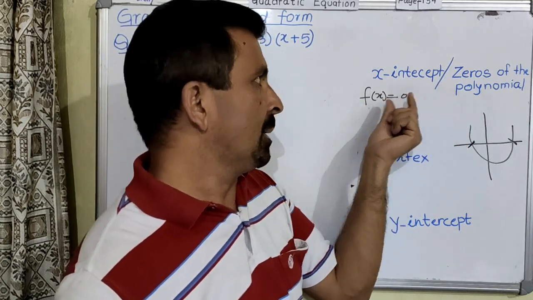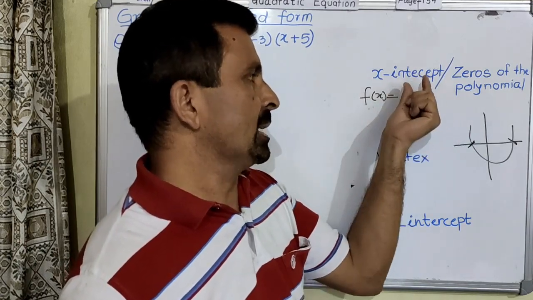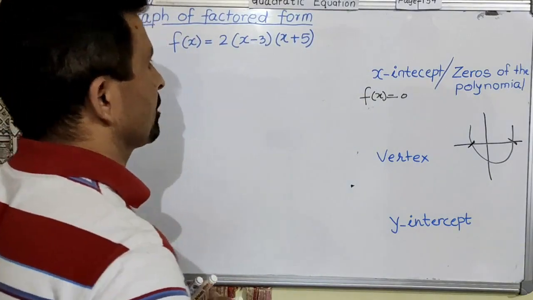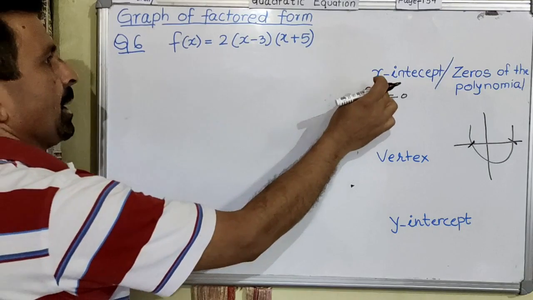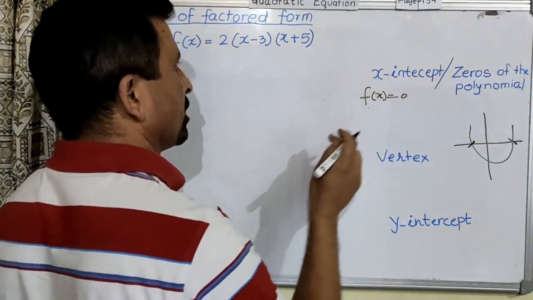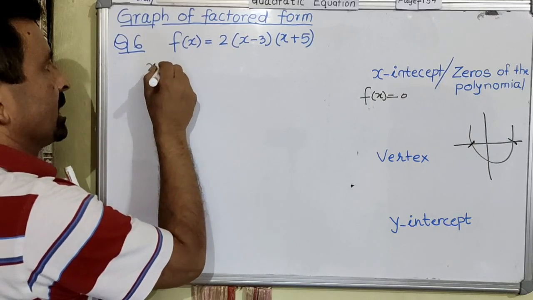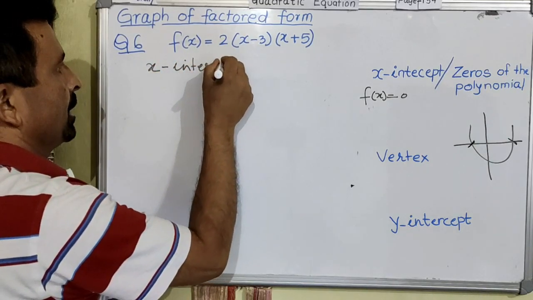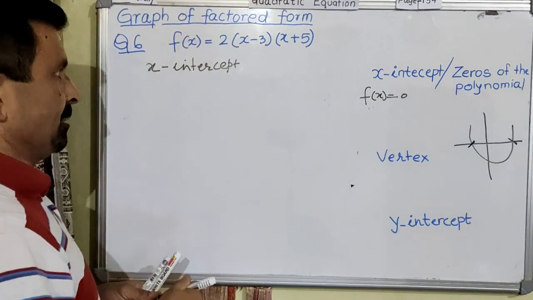Is it okay? The moment you assume y is equal to 0, you will be able to get the value of the x-intercept or the zeros of the polynomial. Let us have a look. I am going to calculate the x-intercept. So I will write here, maybe I can write x-intercept or I can write zeros. We are going to calculate the x-intercept.